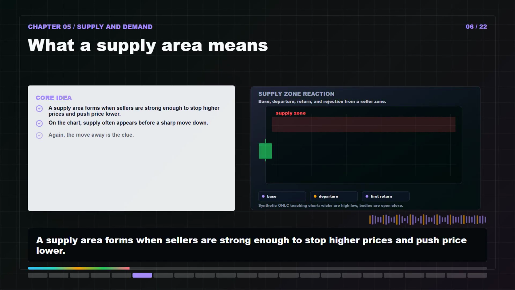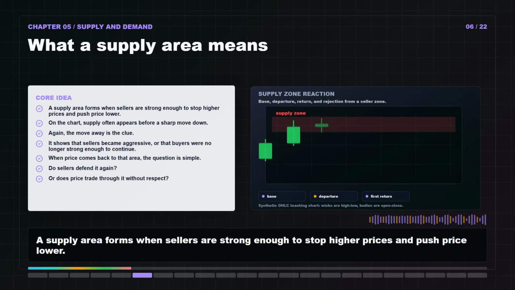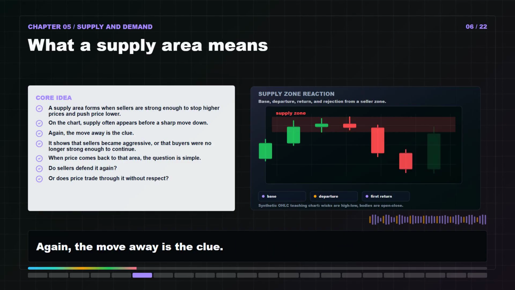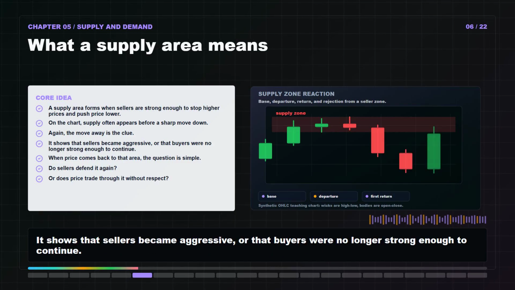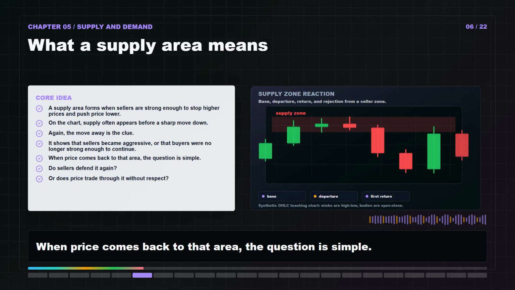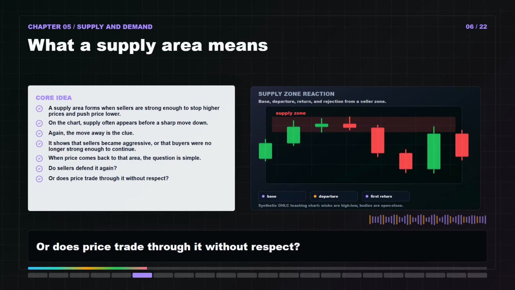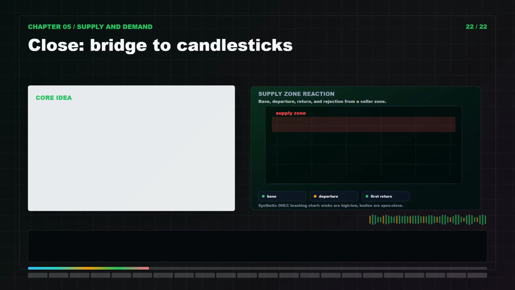A supply area forms when sellers are strong enough to stop higher prices and push price lower. On the chart, supply often appears before a sharp move down. Again, the move away is the clue. It shows that sellers became aggressive or that buyers were no longer strong enough to continue. When price comes back to that area, the question is simple. Do sellers defend it again, or does price trade through it without respect?